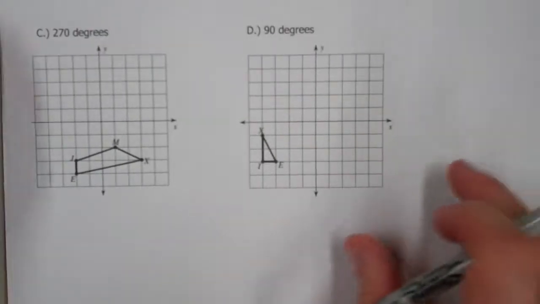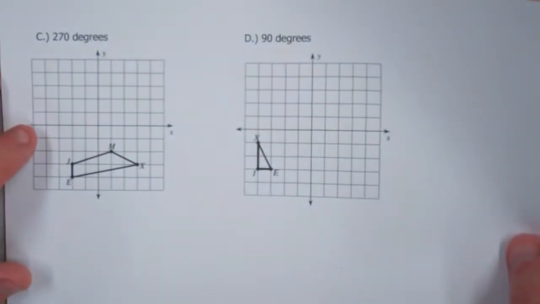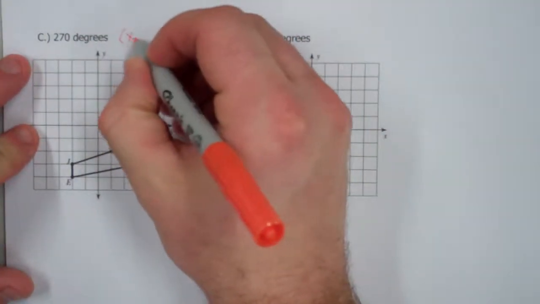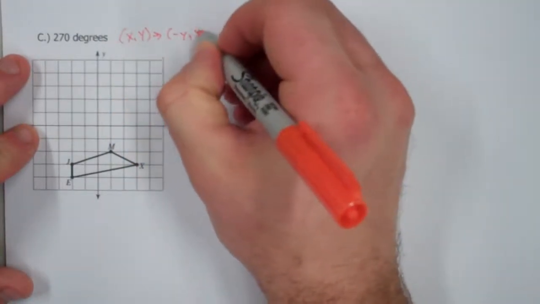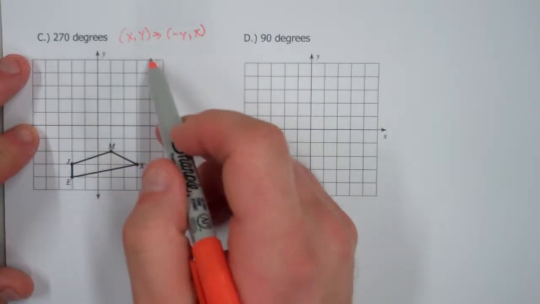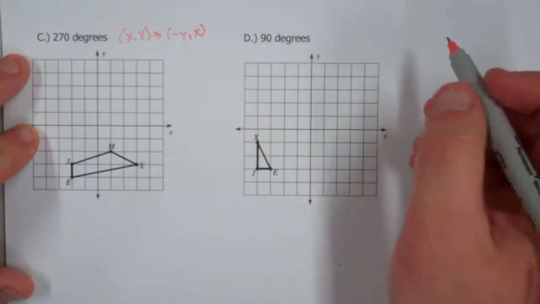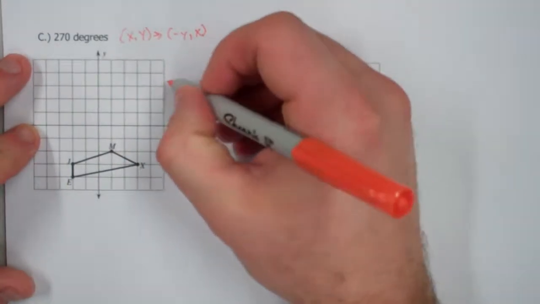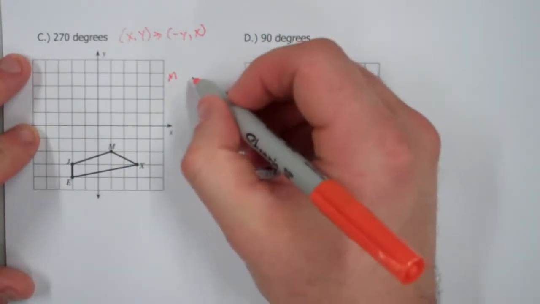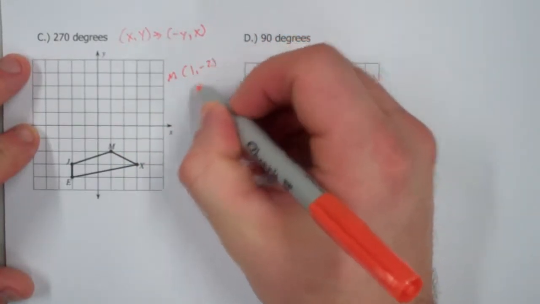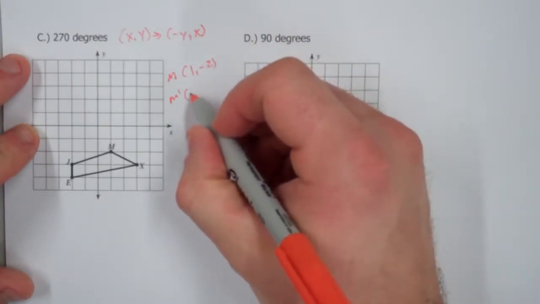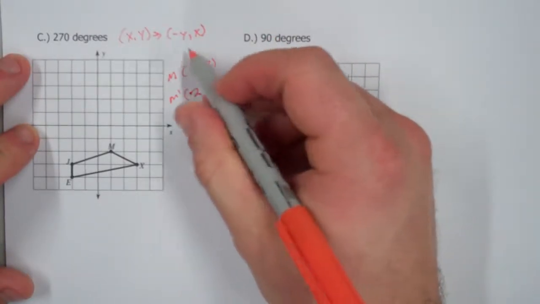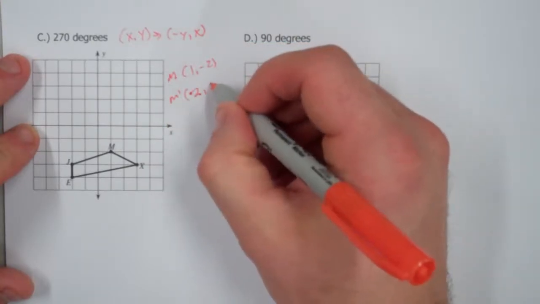And let's see here. Alright, so the rule for 270 clockwise is going to be (negative y, x). We're going to trade places again, and this time the y value, we're going to take the opposite of that. So let's do, maybe we'll start with M here. M is at 1, negative 2. So M prime should be at 2. We got to take the opposite of that y, and then 1.